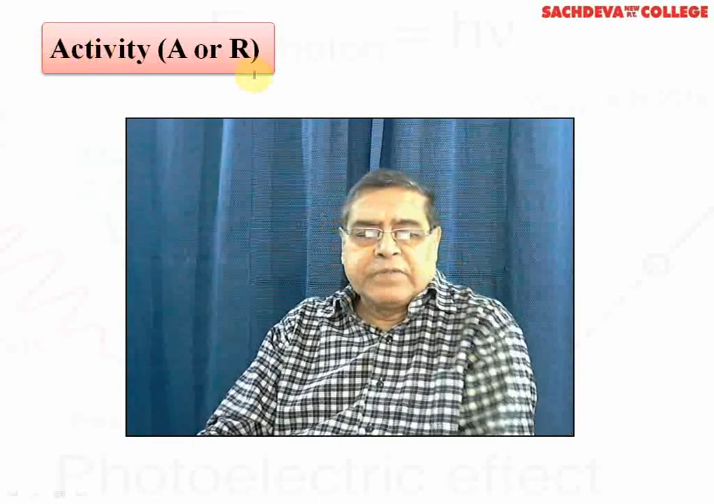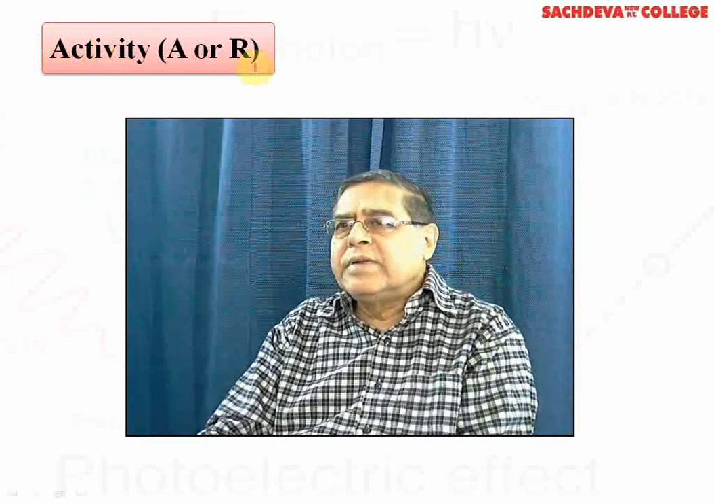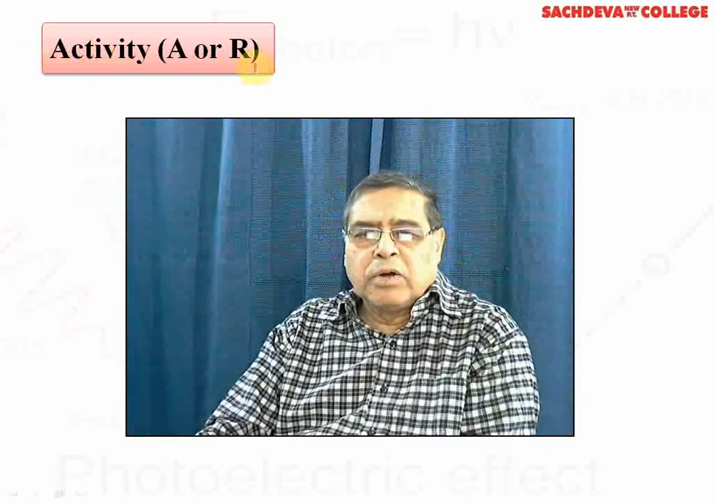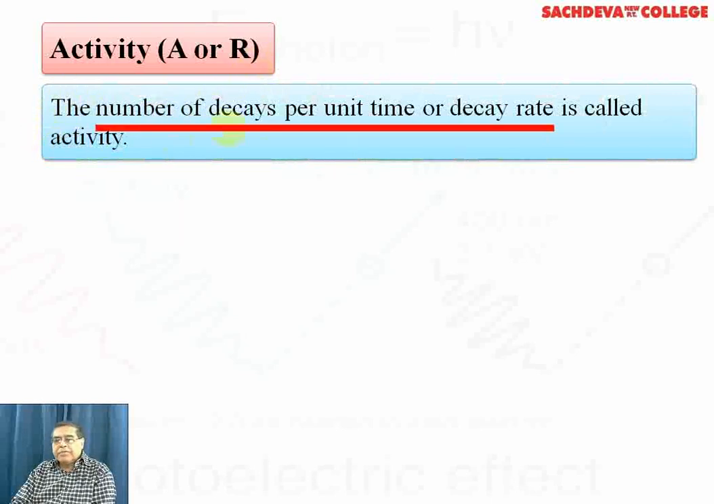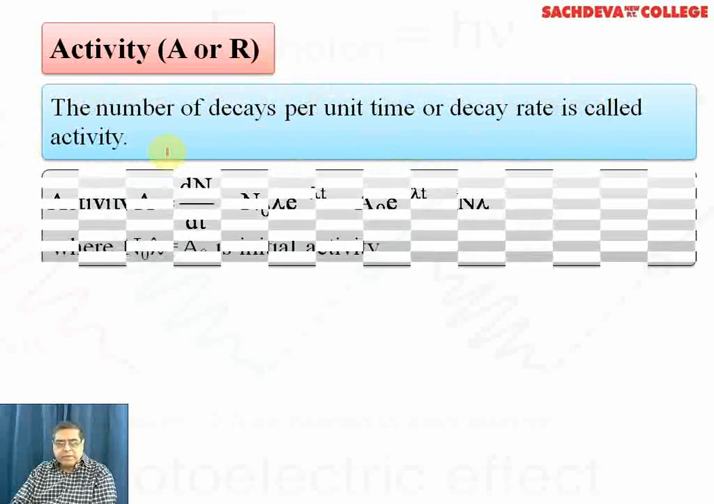Now, activity of the radioactive sample, that is A or R. So, activity is expressed by a symbol A or R. The number of decay per unit time or decay rate is called activity. More elaborately, this activity is called the radioactivity.